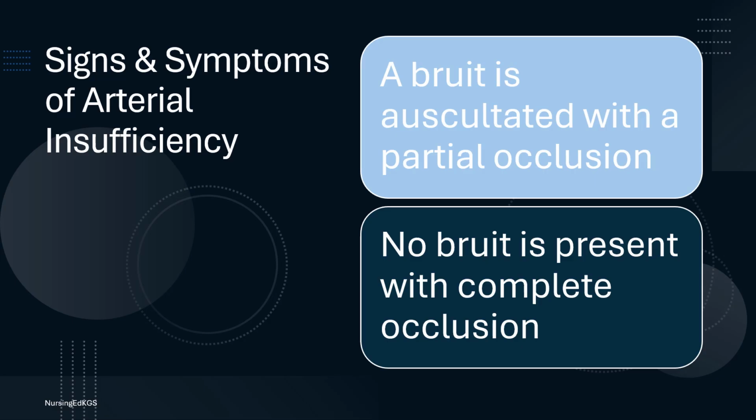A bruit is an abnormal swishing sound that's heard over a blood vessel, usually by using a stethoscope, and it's often present in arterial insufficiency. It occurs when there is turbulent blood flow within an artery, and the turbulence is usually caused by partial obstruction or narrowing of the artery, leading to irregular flow of blood. Now, a bruit is present and auscultated with a partial occlusion, and then no bruit is present with a complete occlusion. This is how it sounds.